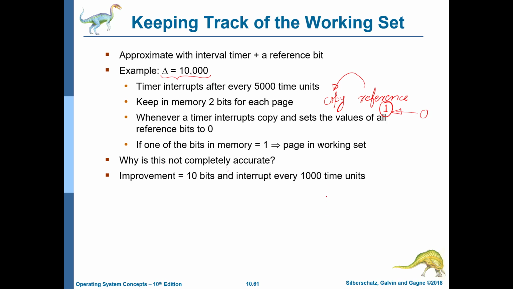Subsequently, a dedicated thread in the kernel can simply traverse the list of all the copy bits one after the other. It will count the number of ones. So 1 means that it was referenced in the last interval. So it will simply count the number of ones and that will give us an idea of how large the working set is. And of course, we can change it.